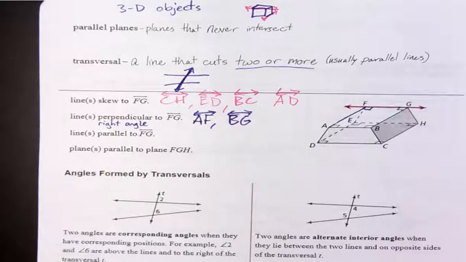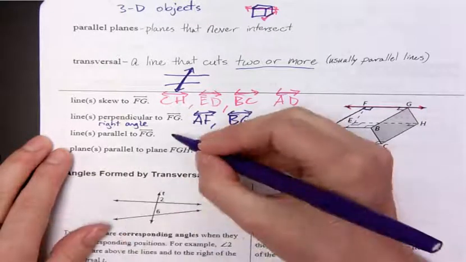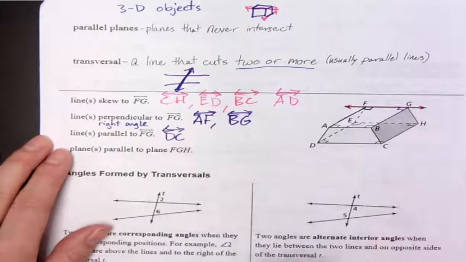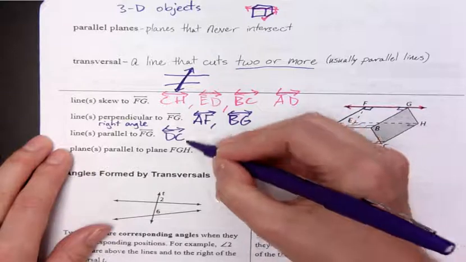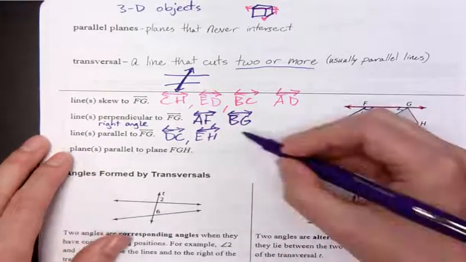All right, and now the parallel ones. Which ones are parallel? DC, EH. DC. What was your second one you said? EH? And AB.